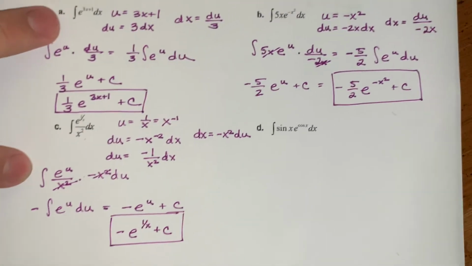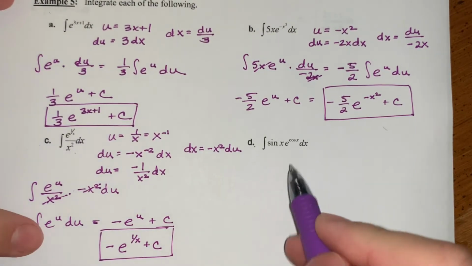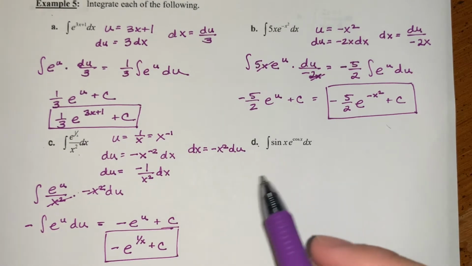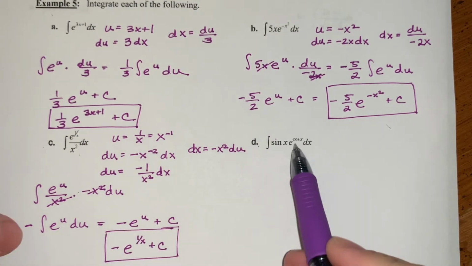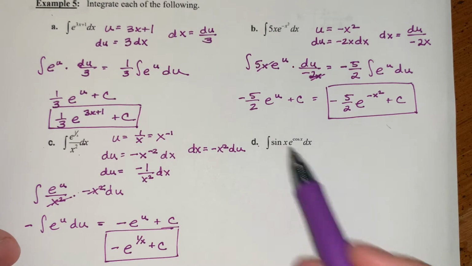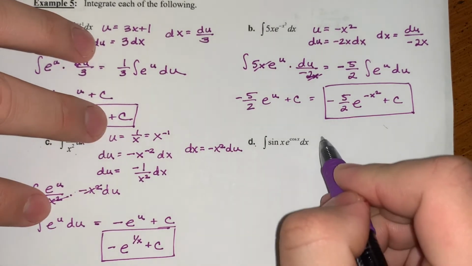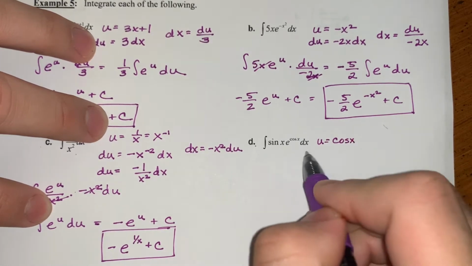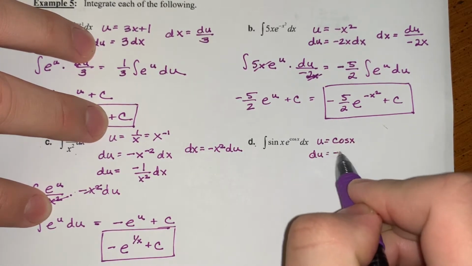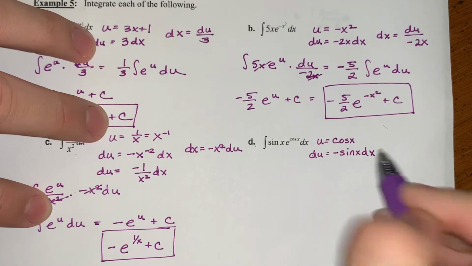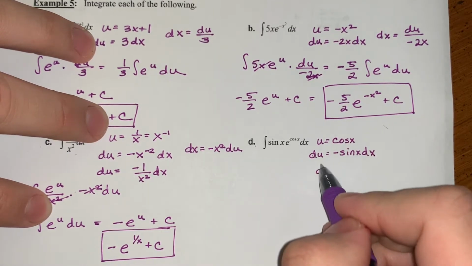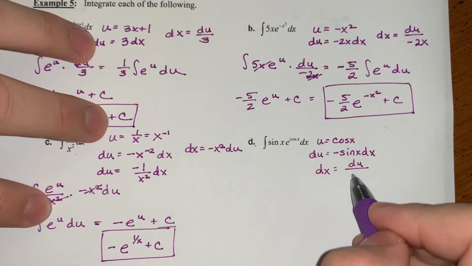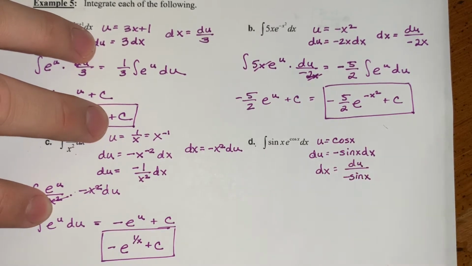All right, let's do this one. Now again, we have our exponent as cosine of x, and you should be quickly doing the derivative in your head. The derivative of cosine is sine, so it will end up canceling with that. So let's just do it. We have u is equal to cosine of x, du is equal to negative sine of x dx. I get dx by itself, so dx is equal to du divided by negative sine of x.